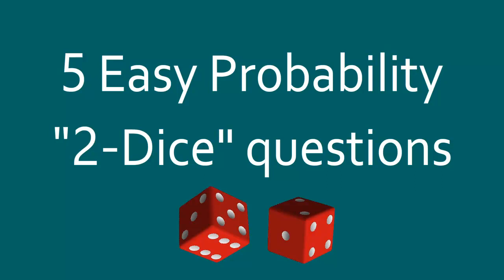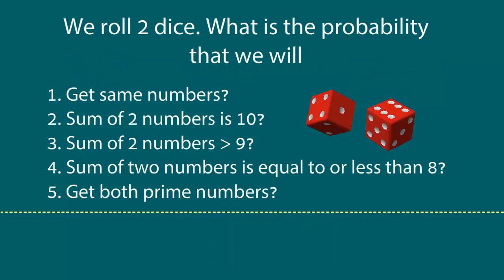Let's take a look at how to solve 5 easy probability questions, but this time involving 2 dice. So let's say we want to find out the probability that when we roll 2 dice: first question, we get same numbers on the top. Second question, the sum of 2 numbers is 10. Third question, the sum of 2 numbers will be greater than 9. Fourth question, sum of 2 numbers equal to or less than 8. And finally, the fifth question is what is the probability that we get both prime numbers when we roll 2 dice.